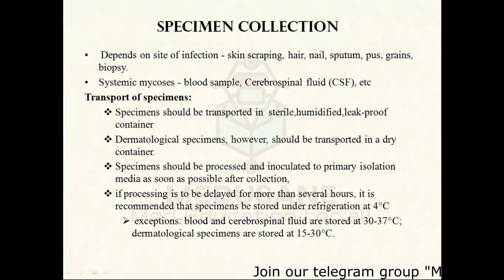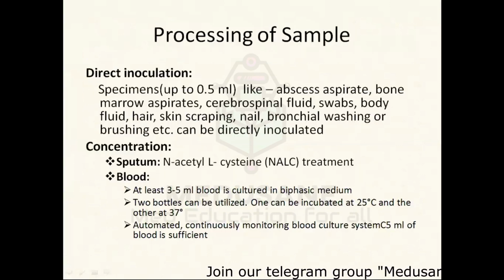Okay, except the blood and the CSF, which should be stored at 30 to 37 degrees Celsius, and all your dermatological specimens. What is called a dermatological specimen? This fungus is called dermatophytes. It's called dermatological specimens, which are stored at 15 to 30 degrees Celsius. Okay, then we have stored the specimen. Then we want to go on to process the specimen.